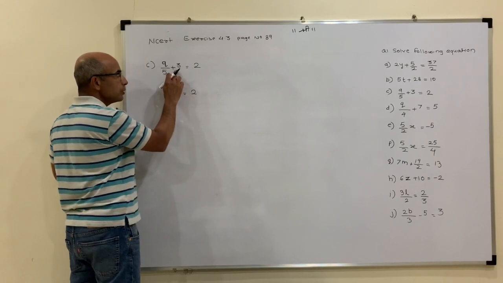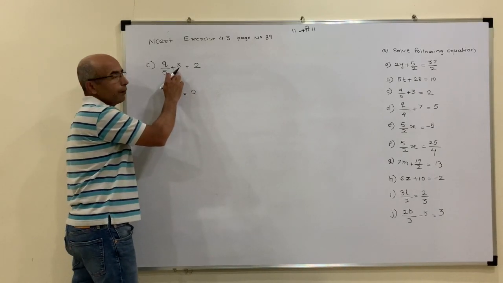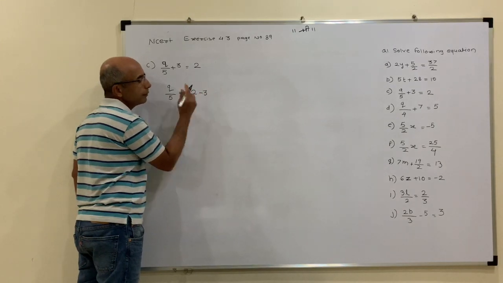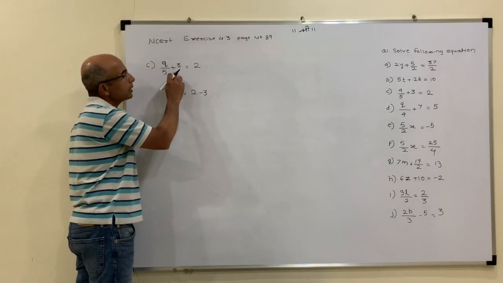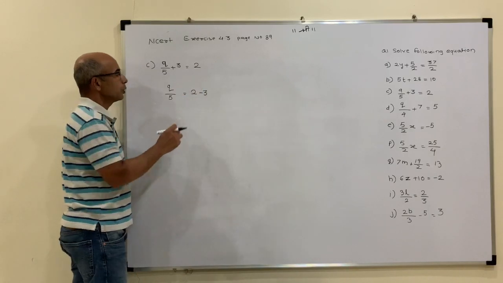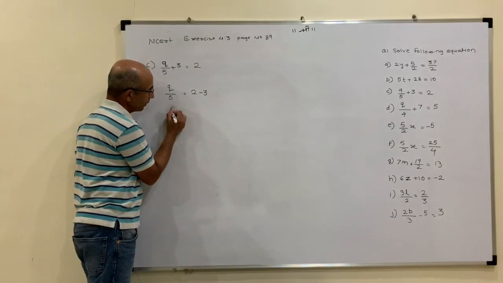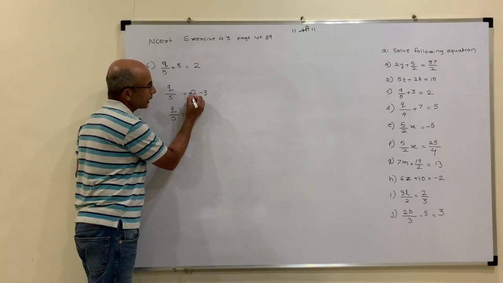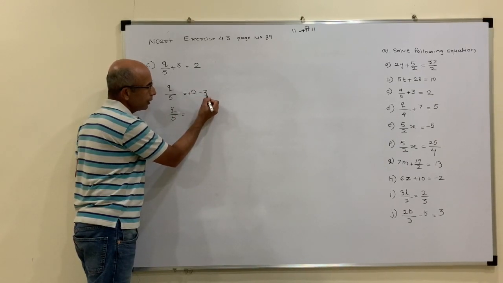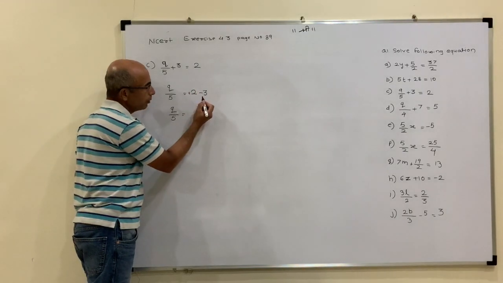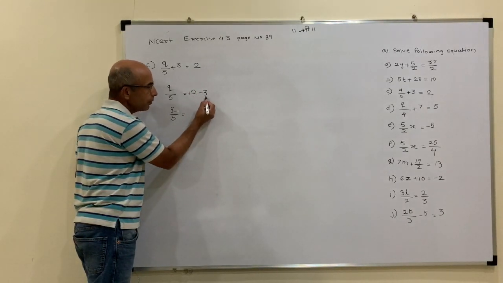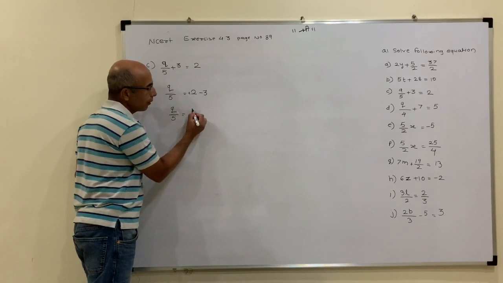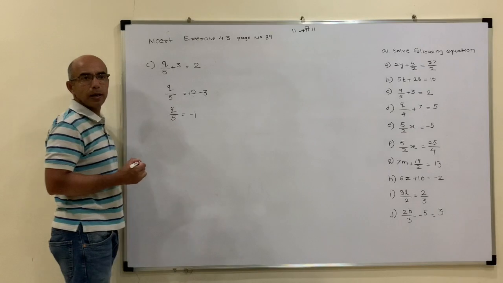Now I am transposing a plus 3 from the left hand side to the right hand side, so it will be negative. The added number I am transposing will be subtracted. So 2 minus 3. So my next step will be q divided by 5 equals, here again, plus 2 minus 3. Signs are different. We will be subtracting the smaller number from the larger number. 3 minus 2 is 1, and the sign of the larger number, so it's a minus 1.